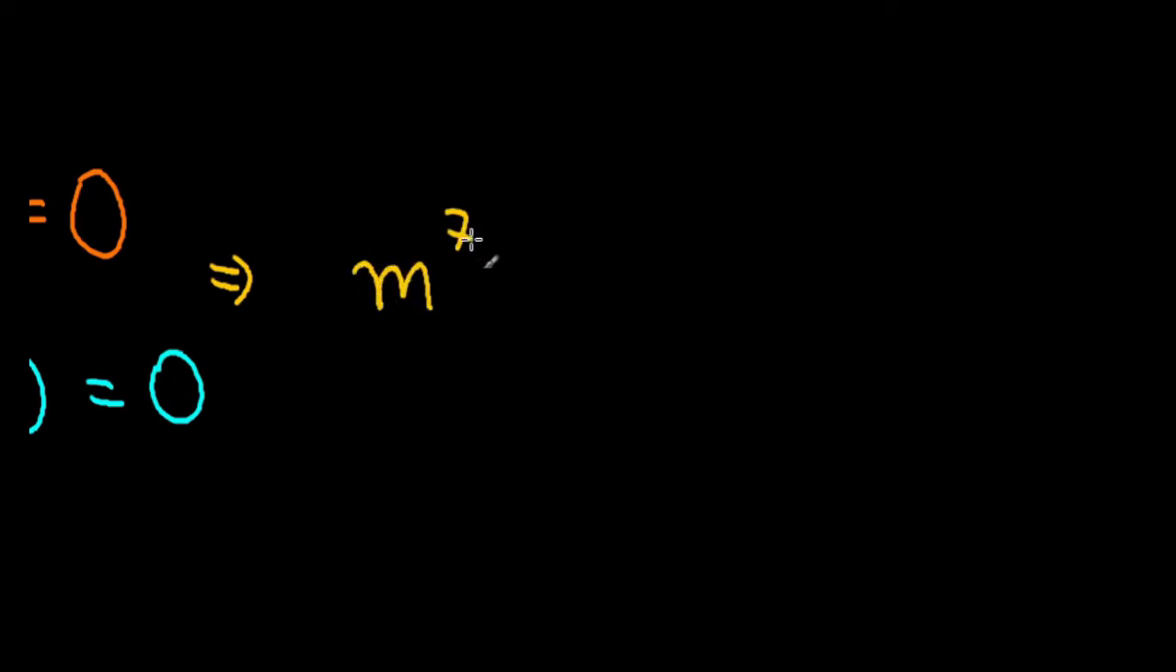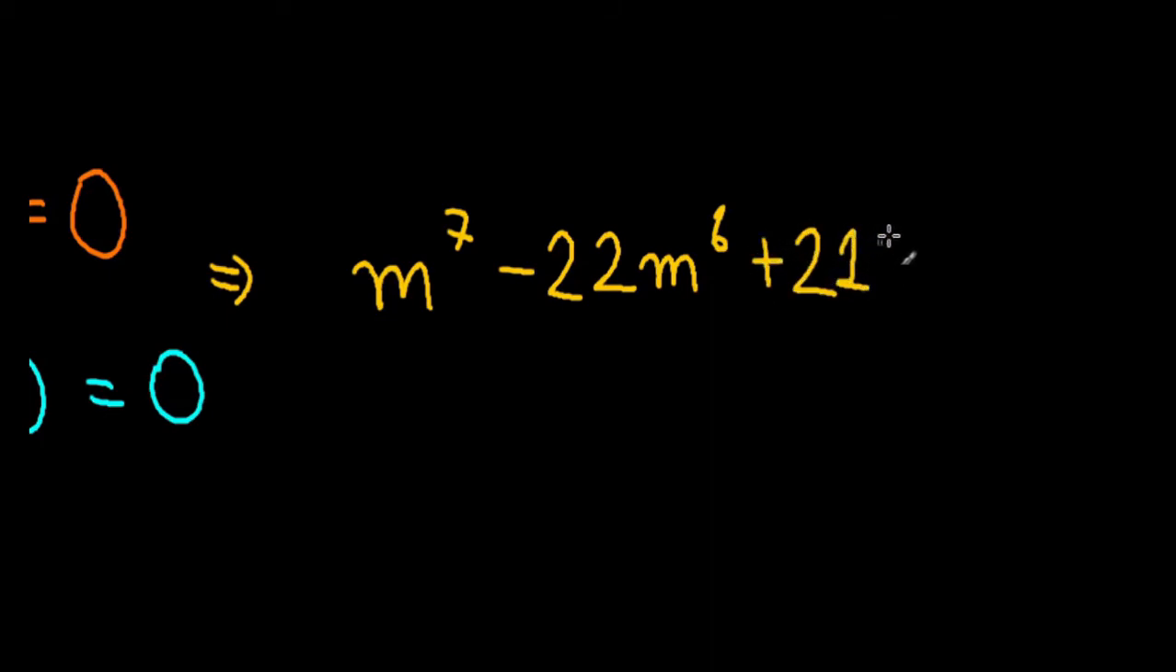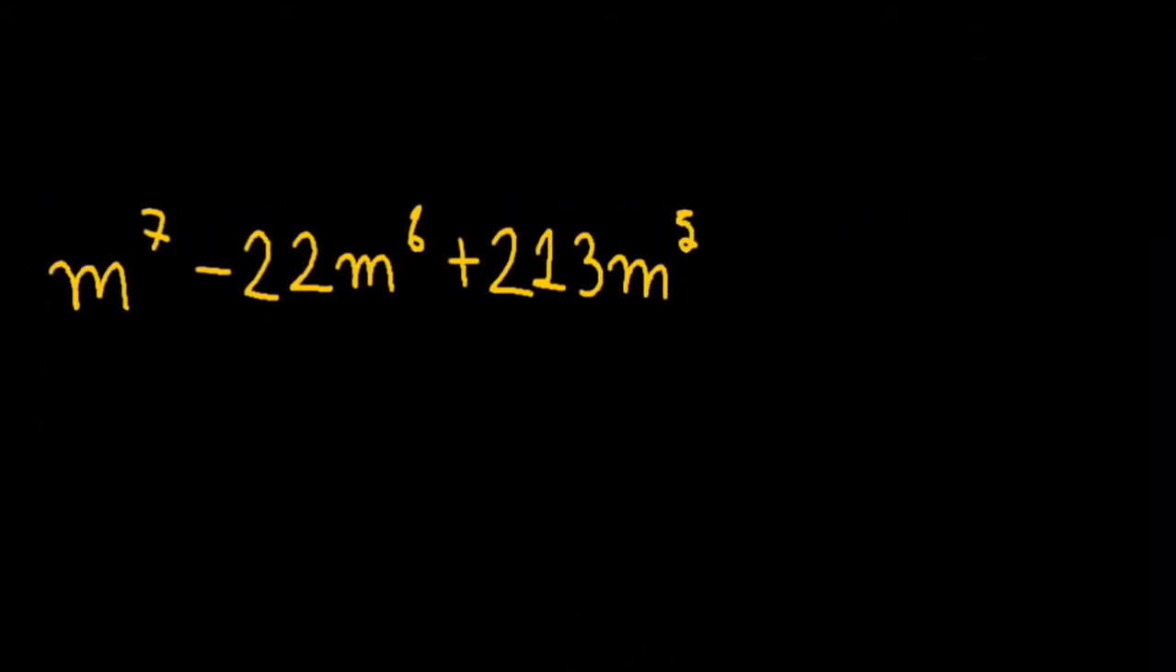m to the power 7, 1 multiplied by m to the power 7, minus 22 m to the power 6, plus 213 m to the power 5, minus 1194. I'll actually scroll here. Minus 1194. This is gonna be big.